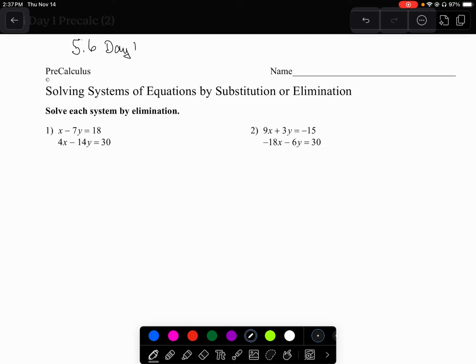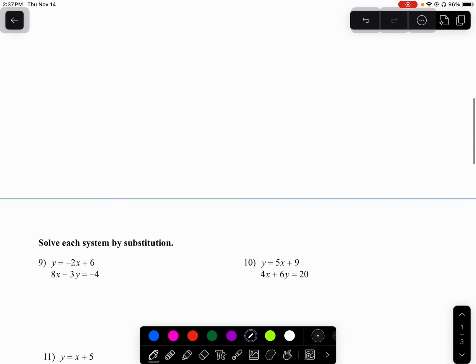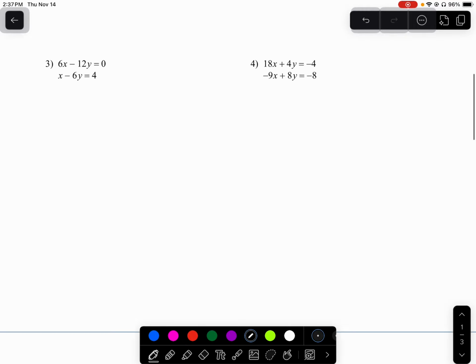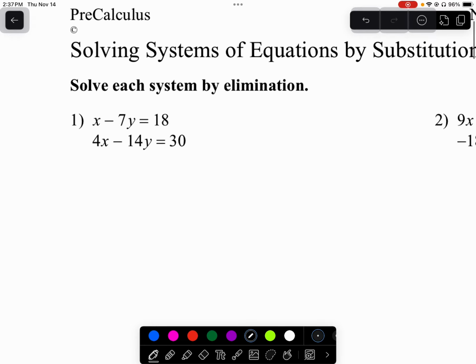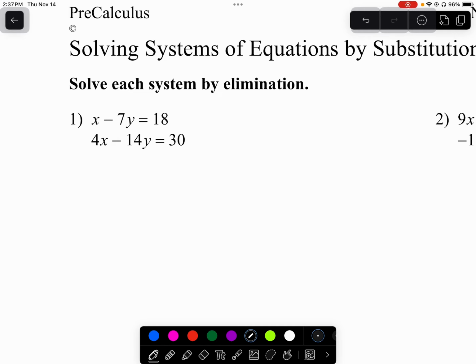The two main ways that we solve systems of linear equations is by substitution and elimination. Now, it doesn't really matter which method you use, but usually they're set up a certain way. So I'm going to do two of the eliminations, and then I'll do two of the substitutions. And then it is your job to finish these in class and turn them in by the end of class.